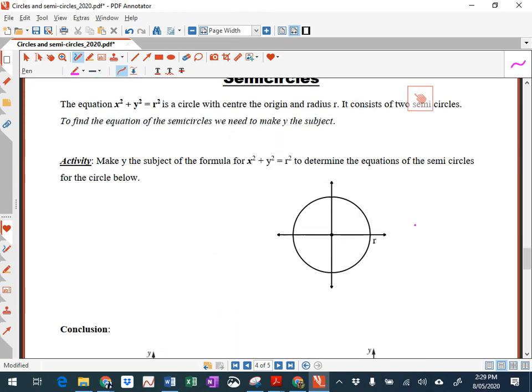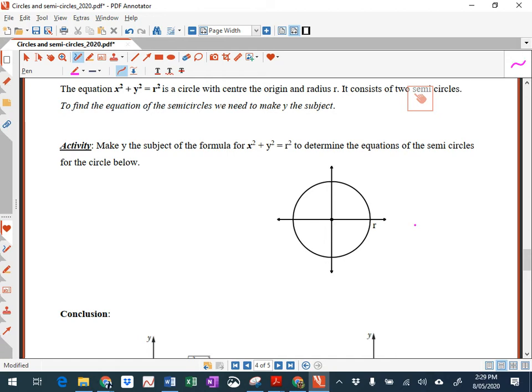Okay, now what about semicircles? Now, the equation x squared plus y squared equals r squared is a circle with centre of the origin and radius r. It consists of two semicircles. And to find the equation of semicircles, we need to make y the subject. So let's have a look here. I'm just going to make y the subject. So start off with y squared equals r squared minus x squared. And then take the square root of both sides. Make sure you do plus or minus.